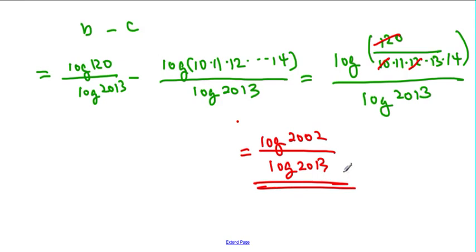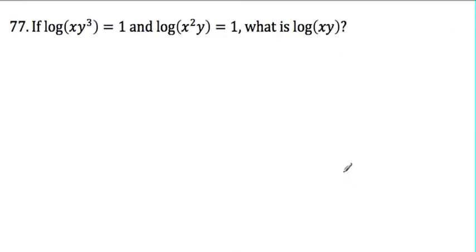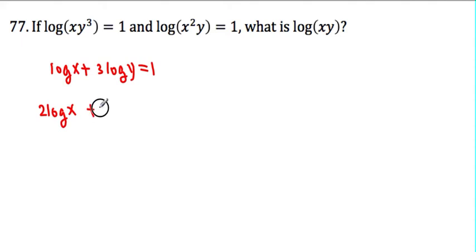And that becomes our answer. Alright, how about this one? So here if I were to rewrite it, this one becomes log of x plus 3 log of y is equal to 1. That's the first equation. Second equation is 2 log of x plus log of y is equal to 1.